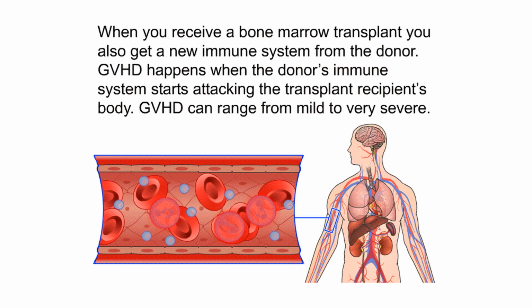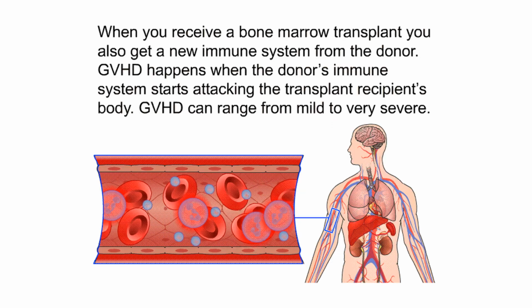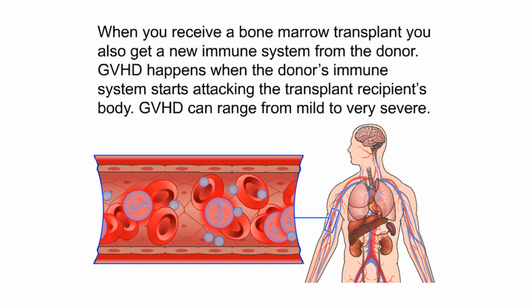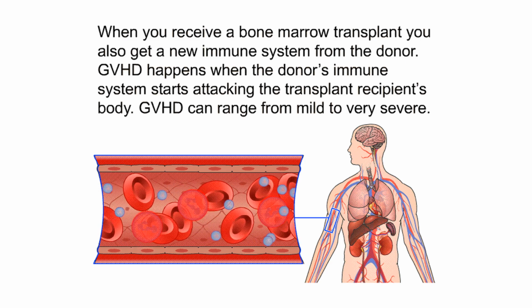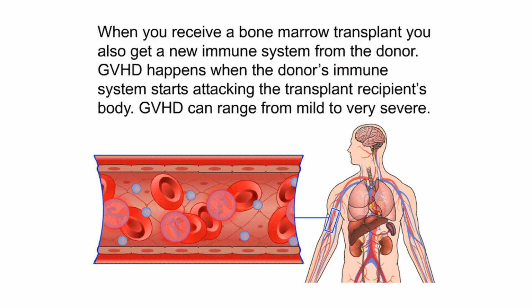When you receive a bone marrow transplant, you also get a new immune system from the donor. GVHD happens when the donor's immune system starts attacking the transplant recipient's body. GVHD can range from mild to very severe.